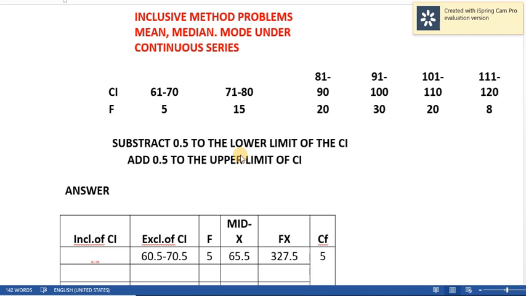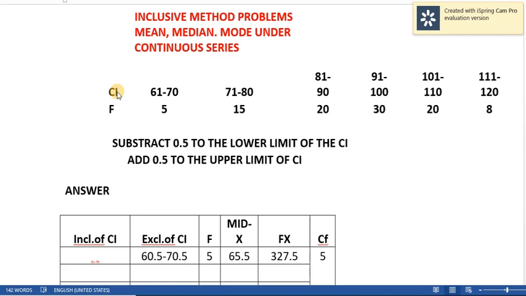Today's topic is mean, median, mode under the continuous series with inclusive method problems. Here they have given class intervals 61 to 70, 71 to 80, 81 to 90, 91 to 100, 101 to 110, 111 to 120. The frequencies given are 5, 15, 20, 30, 28. In this problem, the class intervals are in an inclusive series method.